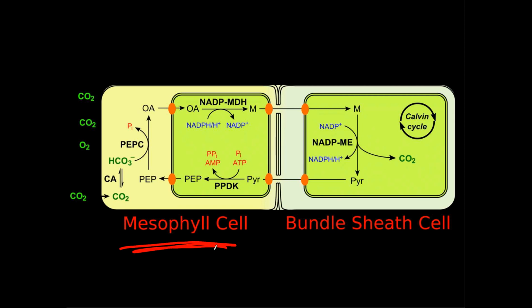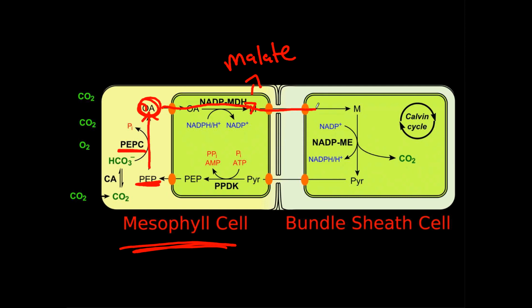In the mesophyll cells, we have Pep-C or PEPCO, depending on which one you use. Phosphoenol pyruvate here is going to take CO2, or when it's aqueous, bicarbonate, and we're going to turn it into oxaloacetate. Oxaloacetate in the chloroplast here is going to be turned into malate.